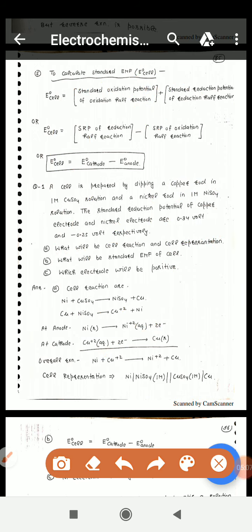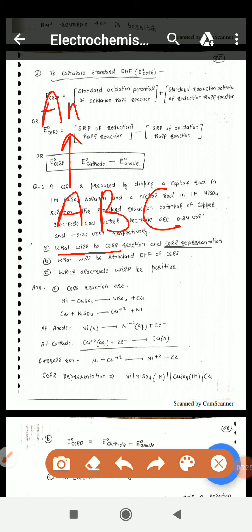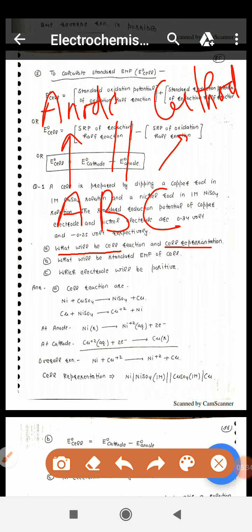Now, the first part was what will be the cell reaction and cell representation. Now, how can we write the cell representation? We use one trick: A, B, C. A means anode, B means bridge, represented by two parallel lines, and C means cathode. So A anode, B bridge, C cathode.